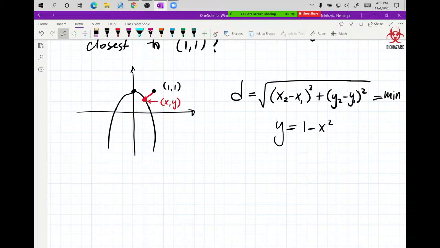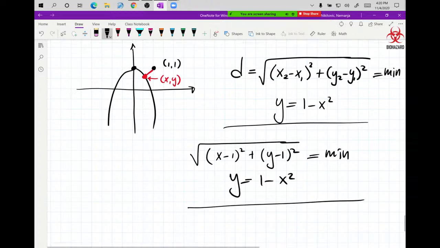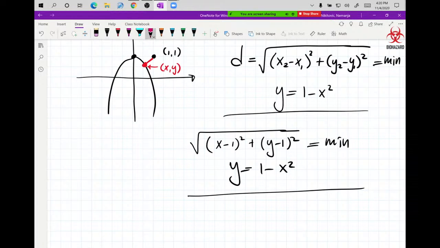Now, I'm going to rewrite this distance formula as the square root of, and now we can call one of these points (1, 1), and the other one is (x, y). So we can say (x minus 1) squared plus (y minus 1) squared equals the minimum, and I also have y equals 1 minus x squared. So I'll go like this. Which color? Purple.